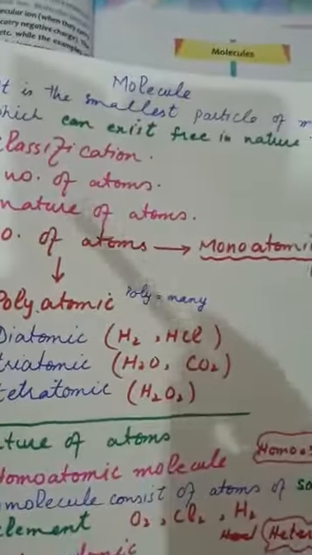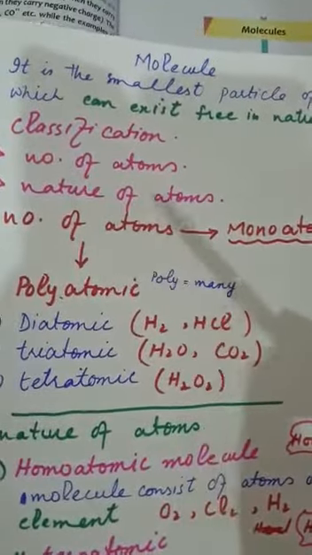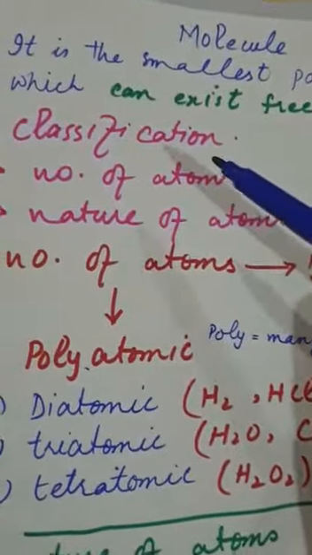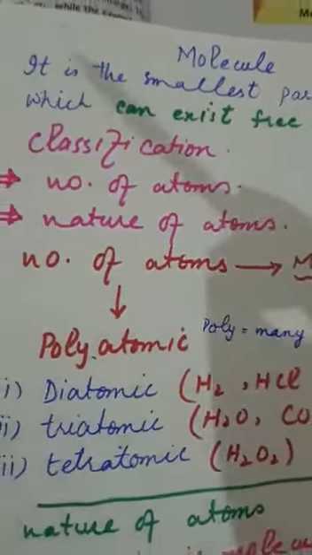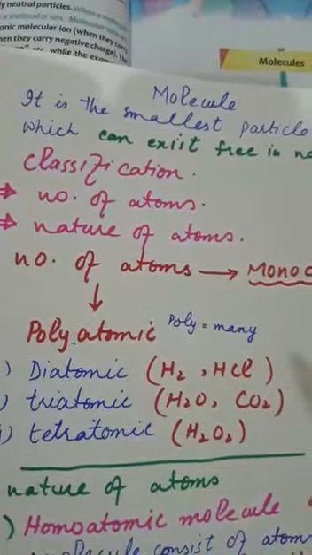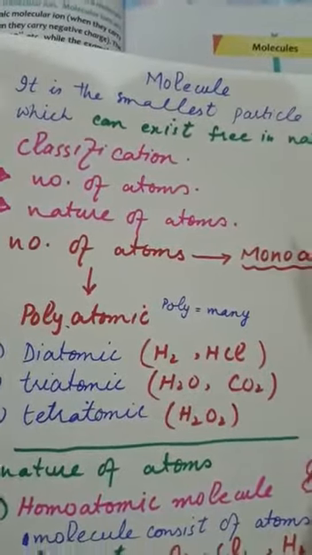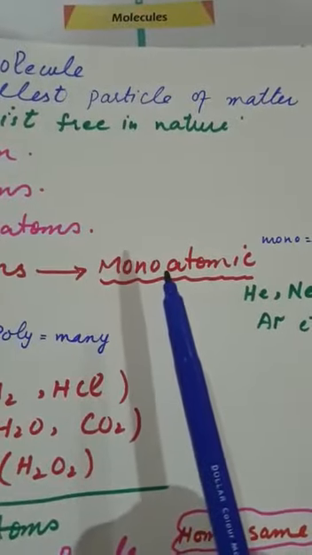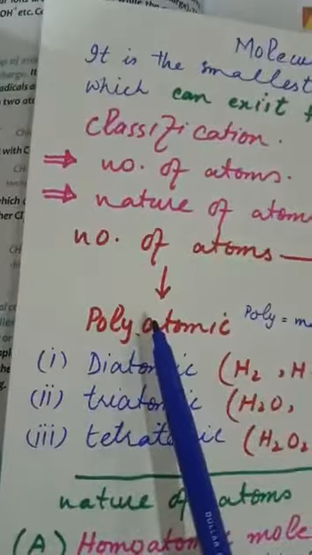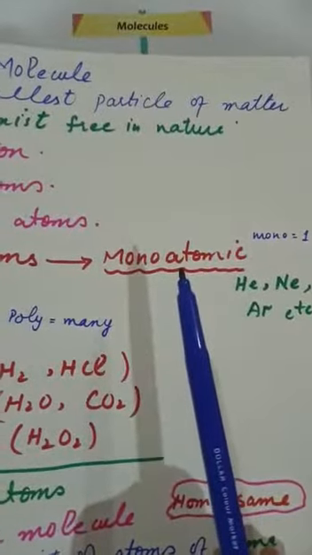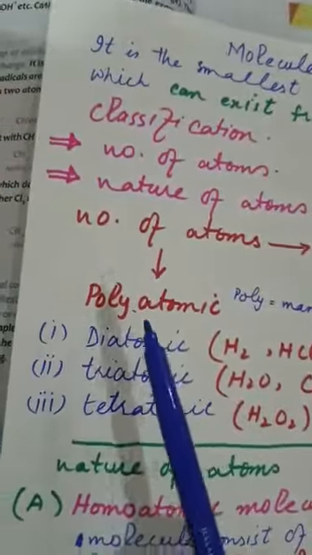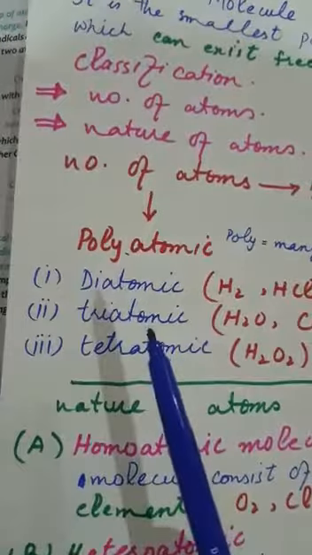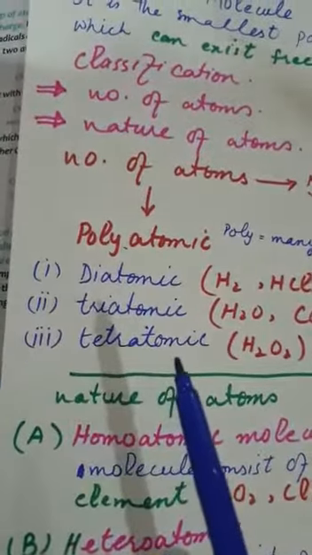So now I am going to summarize my classification. What type of classification? This is the classification which is based on the number of atoms. The molecules are classified on the basis of number of atoms into 2 main classes: the monoatomic molecule and polyatomic molecule. Mono means one, poly means many. So polyatomic molecules are further classified into diatomic molecule, triatomic molecule and tetraatomic molecule.